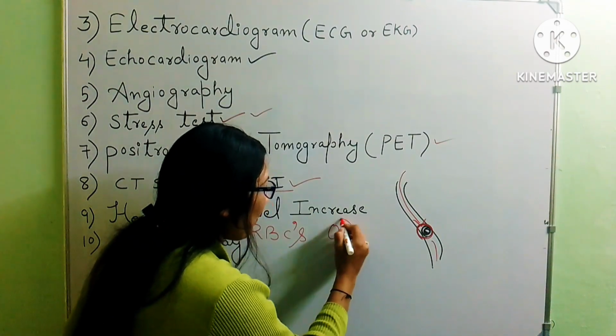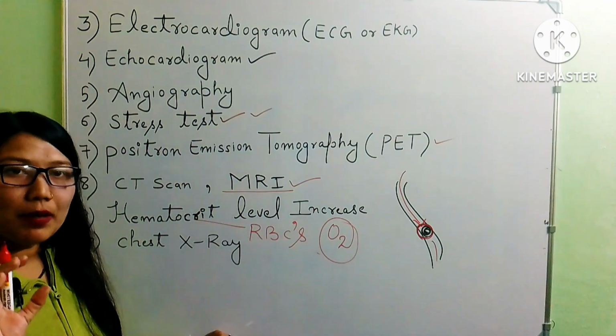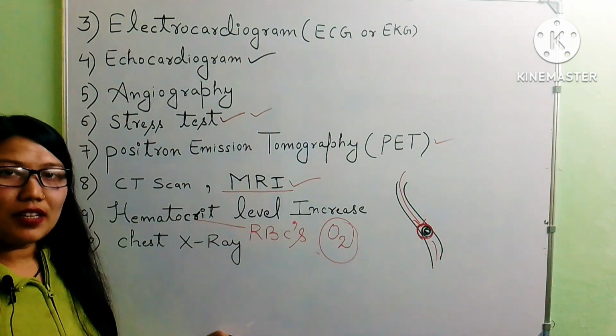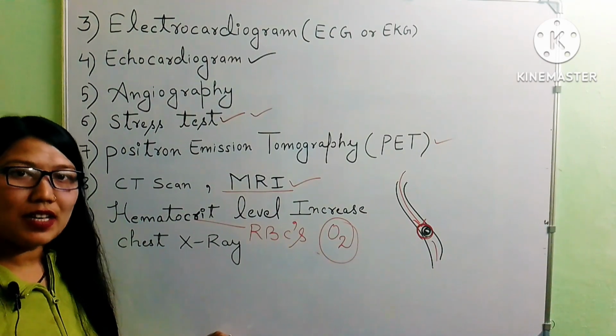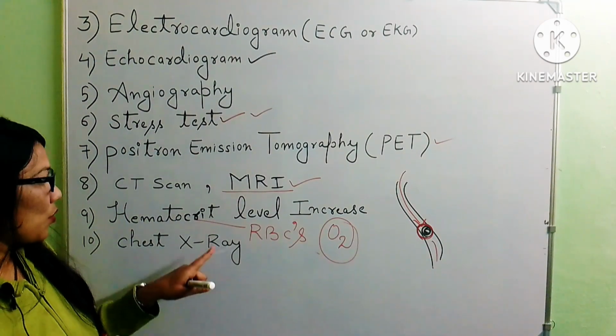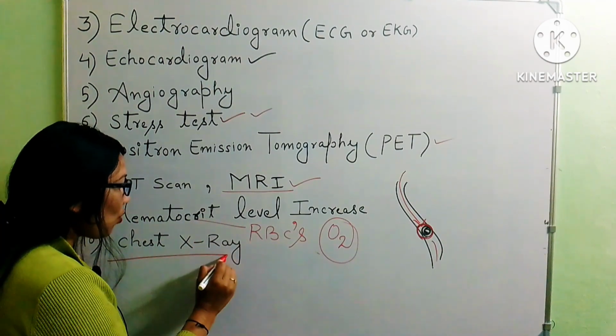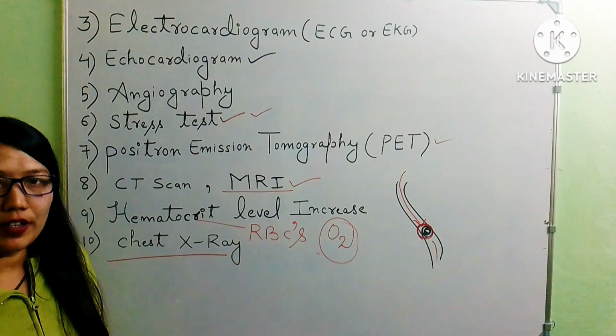So what is happening in the patient's body? The RBC level is increasing. More RBC is harmful and less RBC is also harmful. So we do the hematocrit level test. Next we can also go through a chest x-ray of the patient.